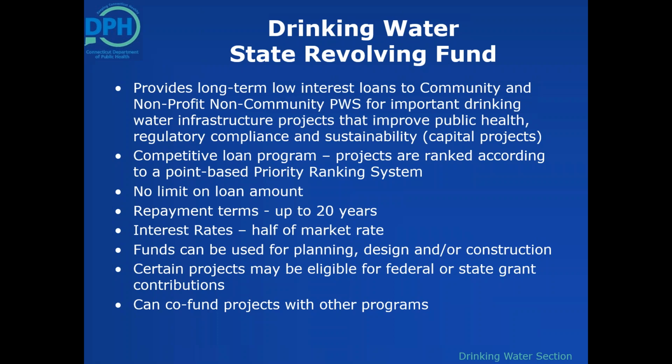Our repayment terms are up to 20 years. Our interest rates are half of the market rate, and the funds can be used for planning, design, and construction, or any combination of any of those three. Certain projects, and I'll talk a little bit about it, may be eligible for state or federal grant contributions, so we do subsidize many of our projects, and we can co-fund projects with other programs like the Rural Development Program under the Department of Agriculture.